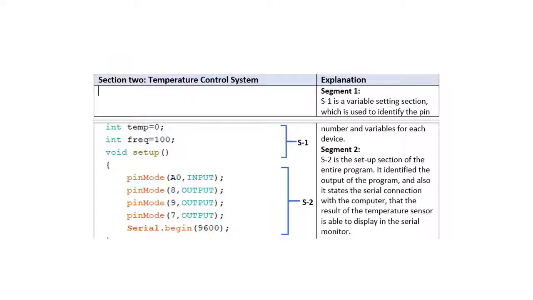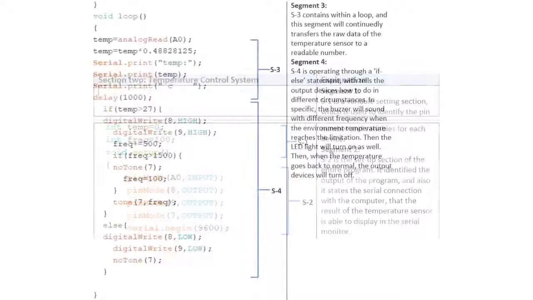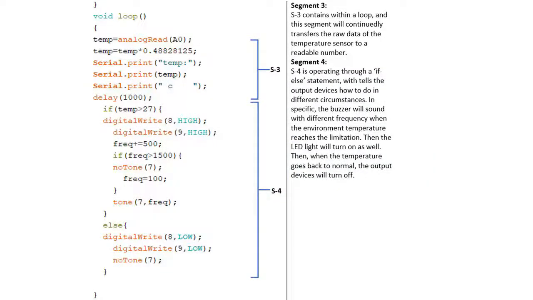Section 2. Temperature Control System. The program can divide into 4 segments, which are able to control the temperature. Segment 1 is a variable setting section, which is used to identify the pin. Segment 2 is a setup section. It identifies the output of the program and also states the serial connection with the computer. Segment 3 can transfer the raw data of the sensor to a temperature reading. Segment 4 tells the output devices what to do in different circumstances.